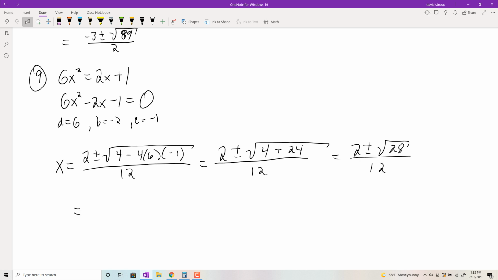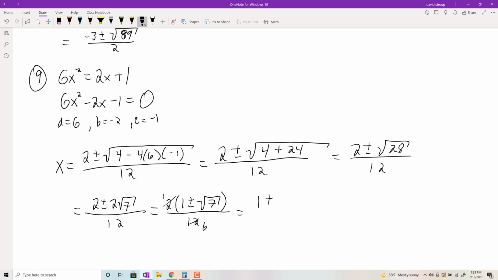We can factor a perfect square out of the radical. 28 is 4 times 7, so I can pull out a 2. I have 2 root 7 over 12. And here you definitely want to simplify, because each term in the numerator, and there's really 2 terms here, has a common factor with 12. Okay, so I can factor out the 2. I'll have 1 plus or minus root 7. Okay, and that's all over 12. And then 2 over 12 is the same as 1 over 6. So you have 1 plus or minus root 7 all over 6. Okay, so you have to simplify.